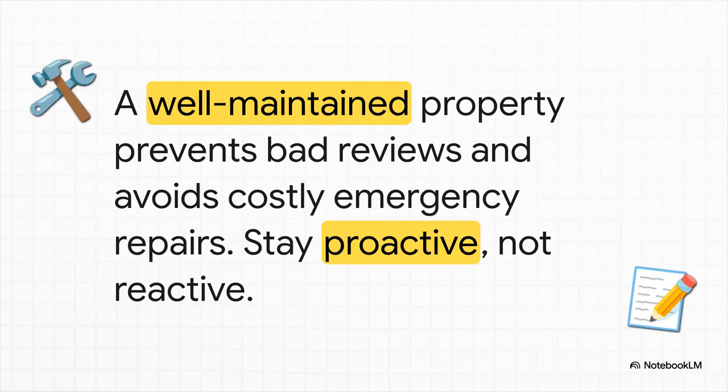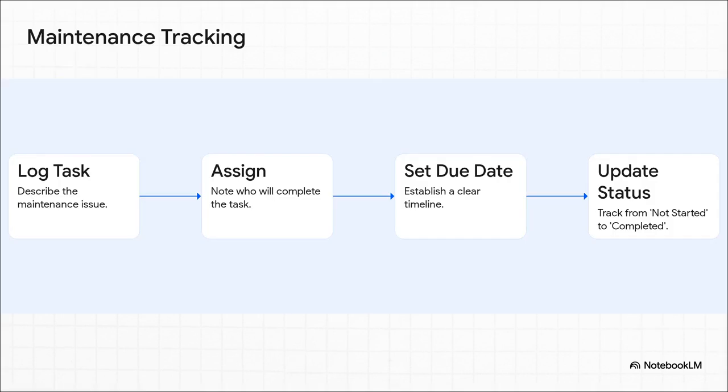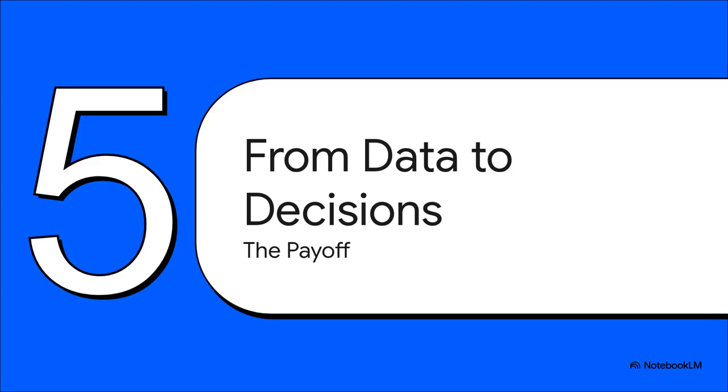And that brings us to our third and final pillar, maintenance. This one's a no-brainer. A property that's in great shape is a property that makes you money. Good maintenance prevents those terrible reviews and, more importantly, helps you avoid those super expensive emergency repairs down the road. And again, the system can be super simple. A leaky faucet gets reported. You log it, you assign it to your go-to plumber, you give it a due date, and you track its status all the way from not started to completed. That's it. Nothing falls through the cracks. Ever.